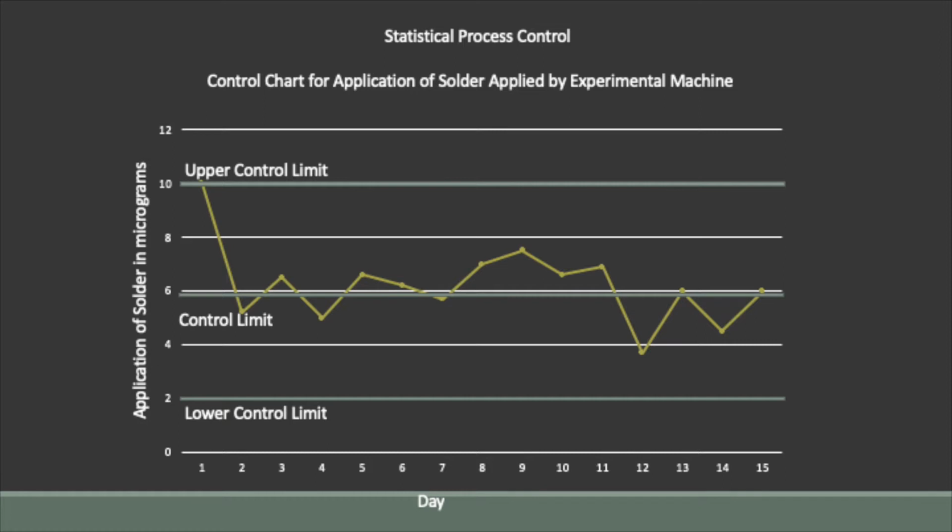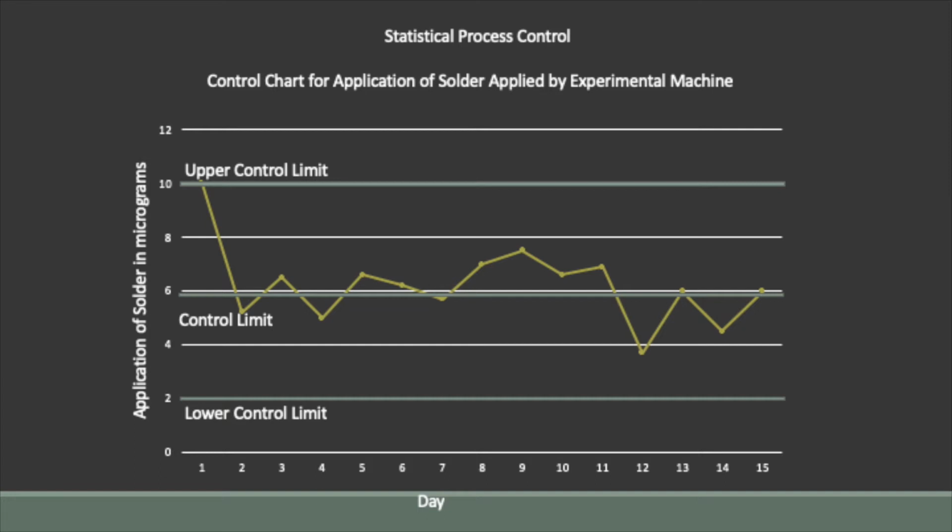When data goes beyond or approaches these boundaries, an engineer conducting quality control can conclude the existence of a new or current variation in the process. As you can see, this control chart portrays the varying amount of solder application by an experimental soldering machine. The y-axis represents solder application in micrograms, and the x-axis represents the days of use of the machine. The central limit represents the mean of the application of solder over a span of 15 production days.